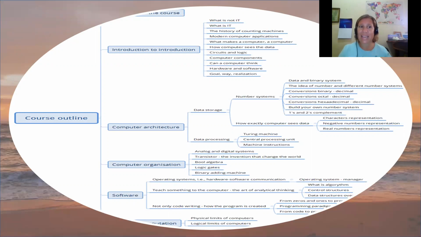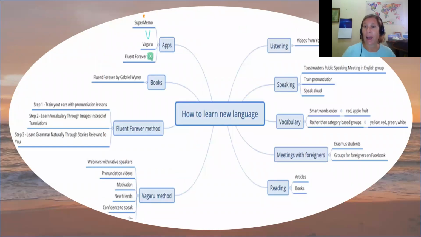Now, he's creating his own online course, so this is the information he wants to include in it. So he doesn't just use mind maps for English learning, he uses them in all areas of his life, right? How to learn a new language. What are the different things he does, right?